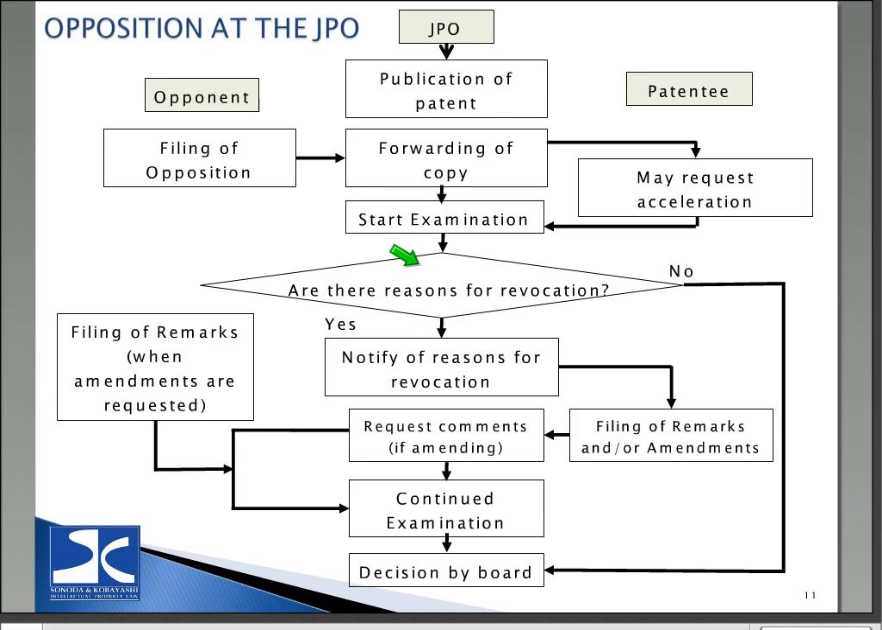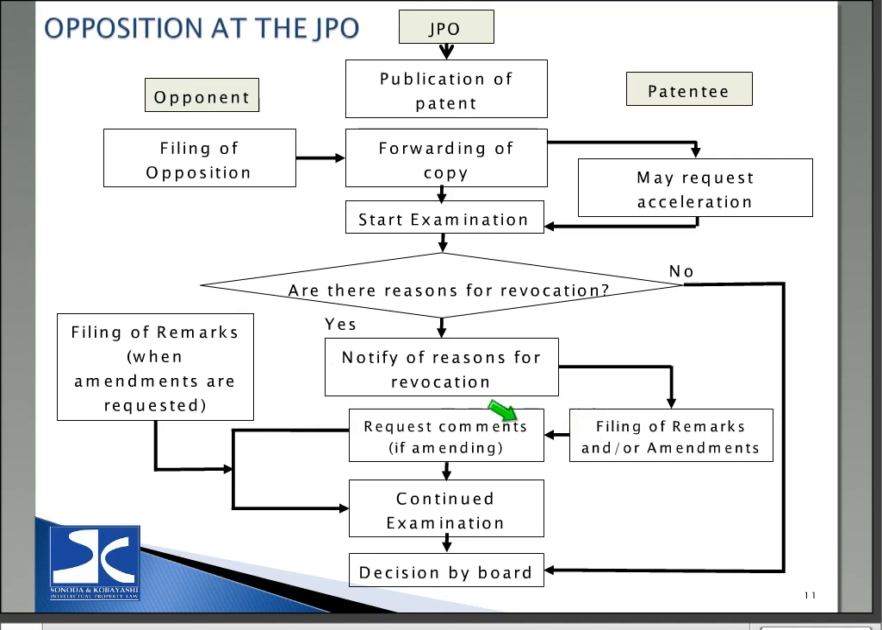And if the board decides that there is no revocation at all, the board will reject the opposition without any reply from the patentee. That is this line. But if the board decides that there is a reason to revoke the patent, the board describes the reason and notifies the reason for revocation to the patentee here. And the patentee is requested to file a response, or if he or she wants, file amendments.